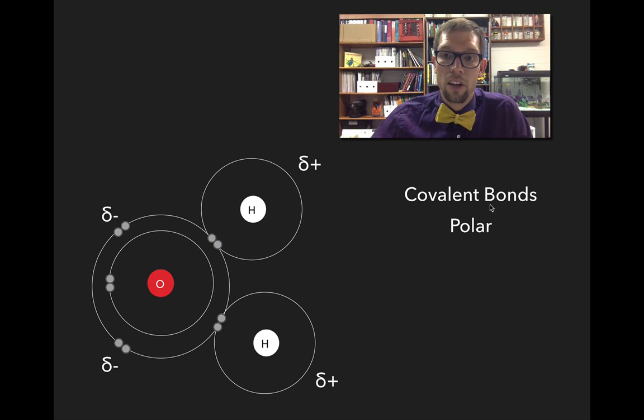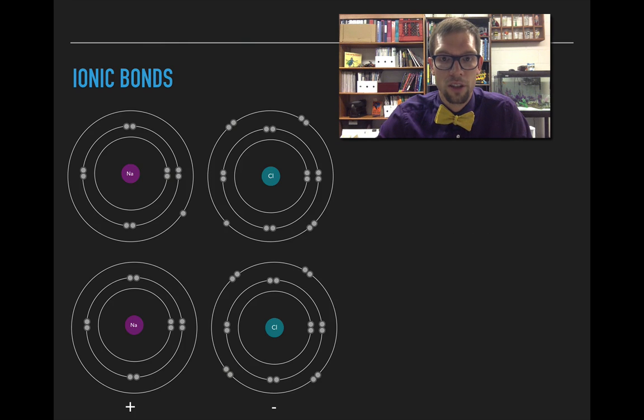Now you can have polar covalent bonds as well. So here the atoms are sharing electrons, but they're not sharing them equally. Oxygen has a slightly larger affinity than hydrogen, and it's large enough that you actually get these partial charges. So the oxygen has a partial negative charge because it's holding the electrons closer than the hydrogen, so that you get this partial positive charge.